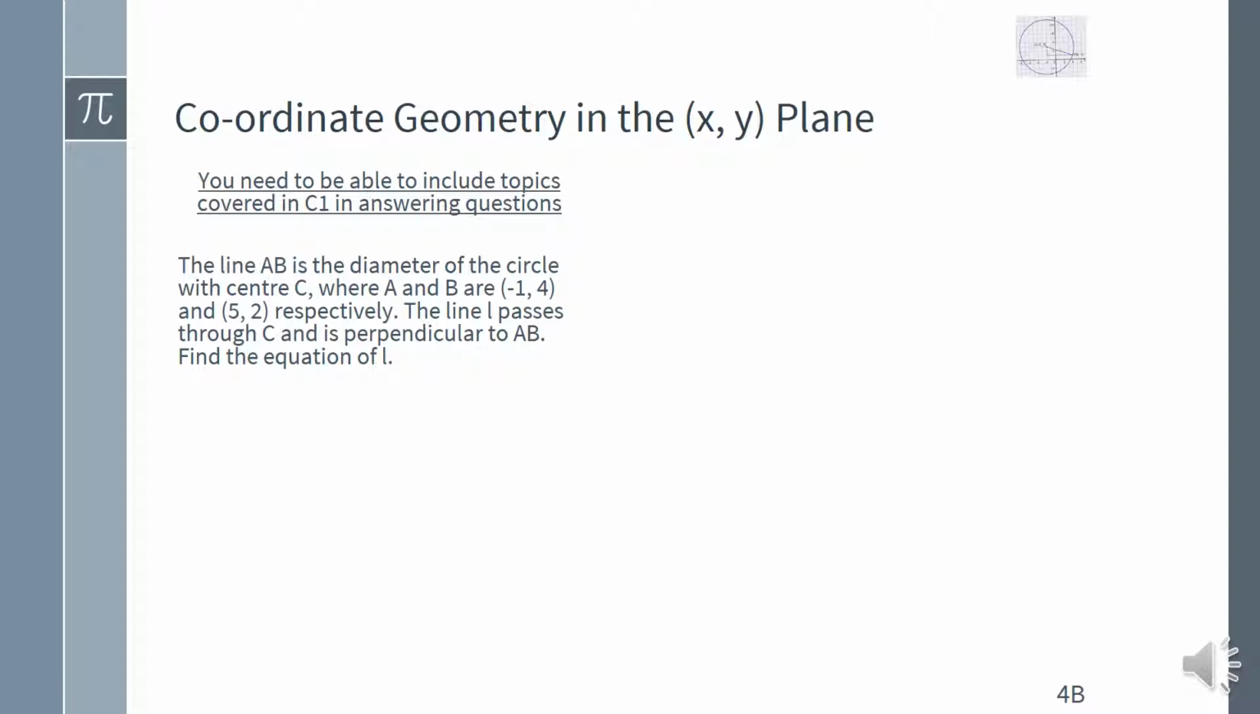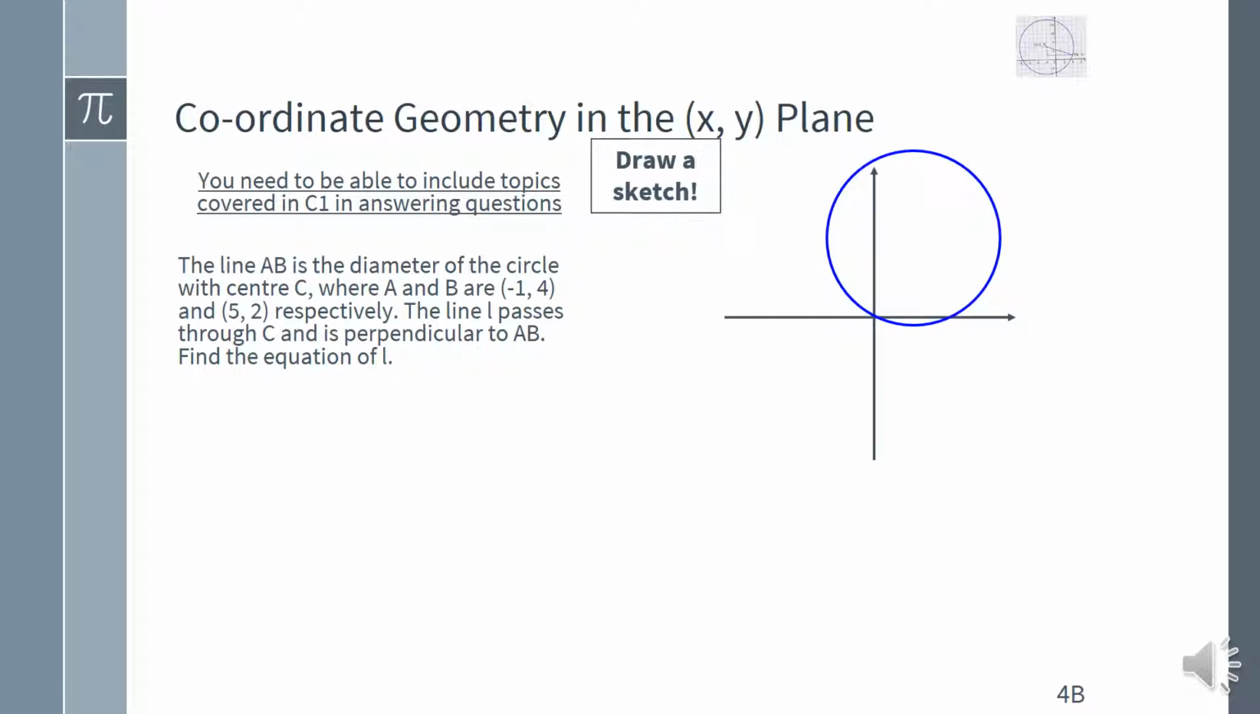There's one key rule for these questions, and it is draw a sketch. Every time we do a question like this, draw a sketch. So there's some axes. There's the circle. There's A at minus 1, 4. There's B at 5, 2. There's the diameter. There's the line perpendicular to the diameter that goes through the centre, and we want to find the equation of that orange line.